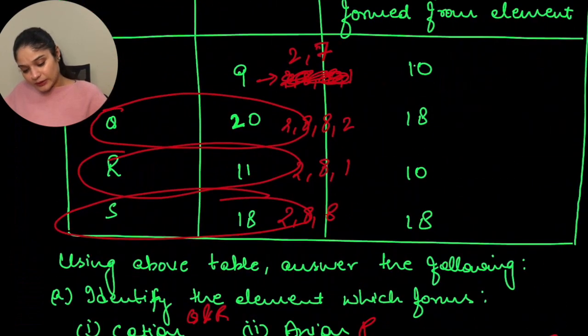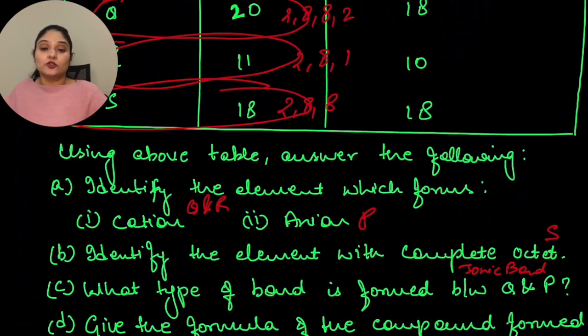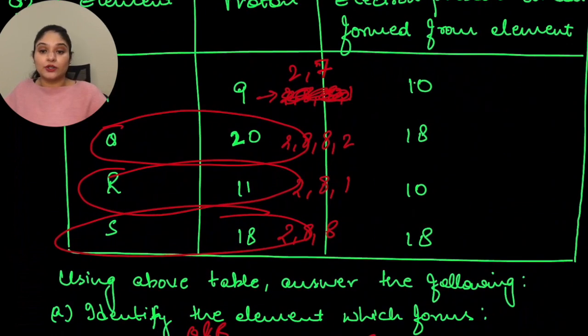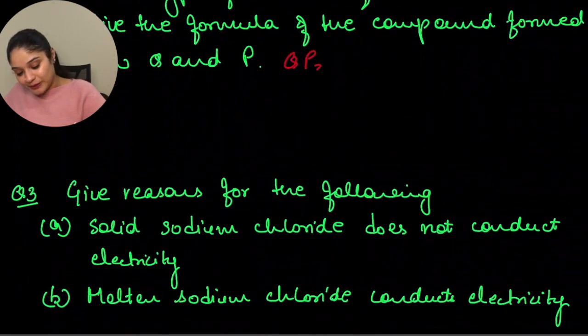Then the next one is: give the formula of the compound formed between Q and P. So what kind of formula will that be? You'll be using two P's because your Q has two valence electrons. So it will give one electron to one of the P atoms and another electron to the second P atom. So you'll have QP2. You're using two P atoms. So QP2, not 3, QP2.